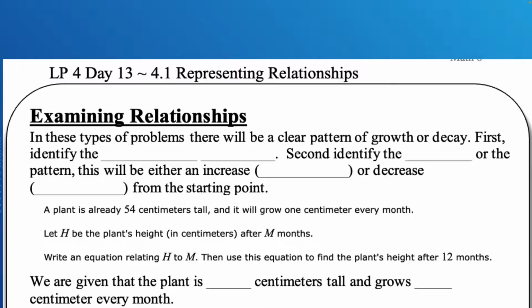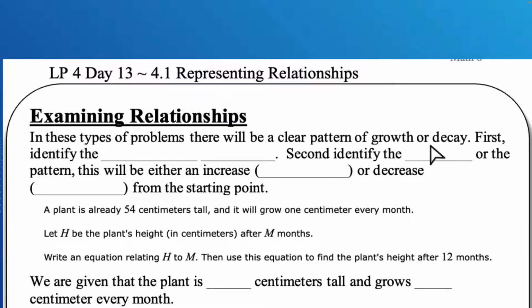In these types of problems, there's going to be a clear pattern of either some kind of growth or decay. So something is growing, literally, like if I'm saving money, my bank account's growing. If I'm growing a plant, the plant is growing. Or decay, that could be I'm spending money, or something along those lines. That's usually where we're looking at decay for right now. There's also radioactive decay, but we're not going to get too much into that yet. That's a little bit more advanced math.